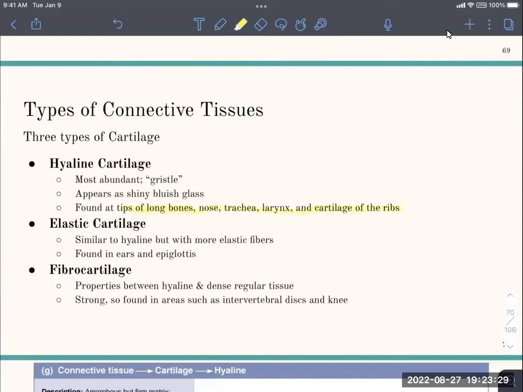Elastic cartilage. Again, elastic means it needs to be able to stretch. So it's similar to hyaline cartilage, but it's got a lot more elastic fibers. Hyaline cartilage does not have elastic fibers. Elastic cartilage is found in the ears and your epiglottis, which is the back of your throat that opens and closes. We also have fibrocartilage. It's got properties that are between hyaline and dense regular connective tissue. This is what makes up your intervertebral discs in your spine. It also makes up the menisci in your knees.